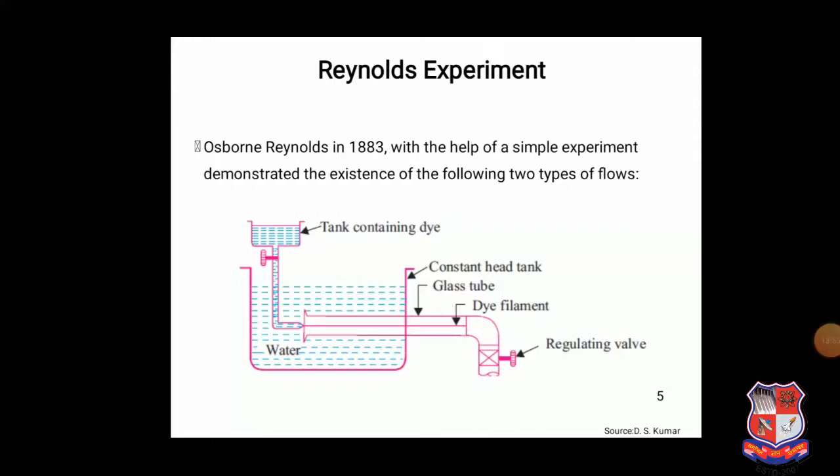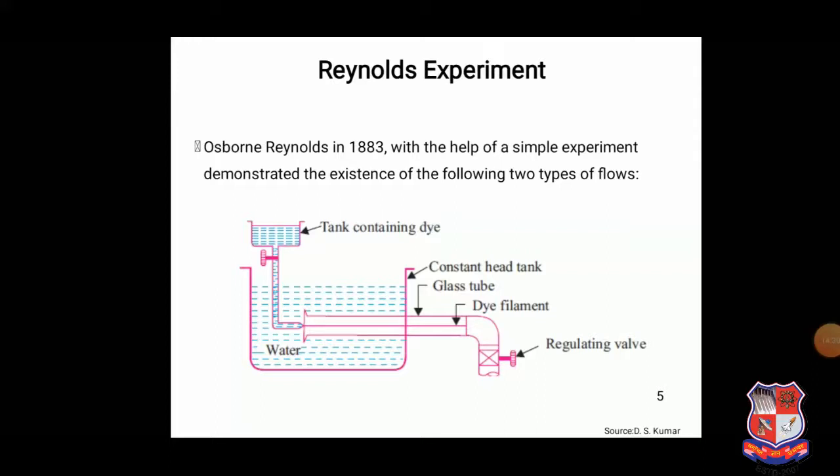And then next is the dye filament. With the help of the dye filament, the water is smoothly supplied into the pipe. And last, the regulating valve. What is the use of the regulating valve? The regulating valve is used to regulate the flow of water, either high or low. It means we have control to adjust the pressure, we have control to adjust the valve.